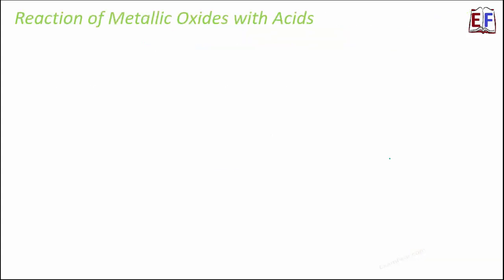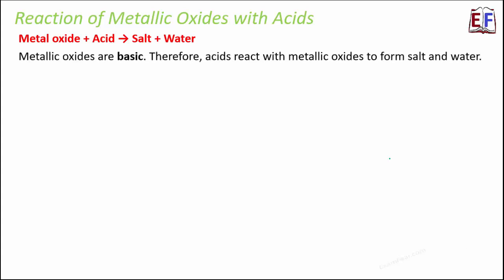Reaction of metallic oxides with acids. A metal oxide reacts with acid to form salt and water. Let's see how the reaction takes place. With this reaction, you can see that it is very similar to the neutralization reaction, which clearly tells us that metal oxides are basic in nature, because bases react with acids to form salt plus water.